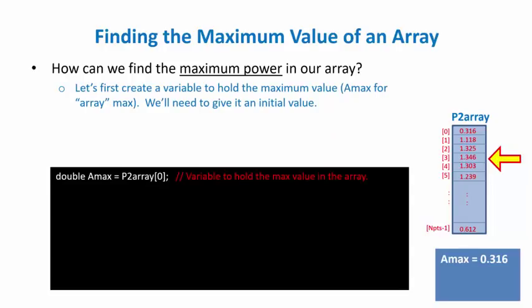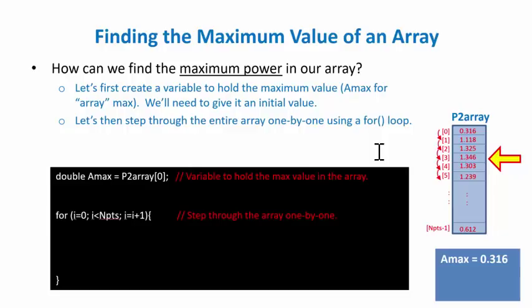The first thing that we want to do is create a variable that will hold the maximum value. Let's just call it A max, which stands for array max, and it's a double because it's going to hold one of these values. Once we're done with our little algorithm, it'll hold a value that represents the maximum value within the P2 array. We're going to use a for loop to walk through the P2 array. The P2 array is already done. It's already been populated and calculated. We're just searching through it one by one in order to find the maximum value.